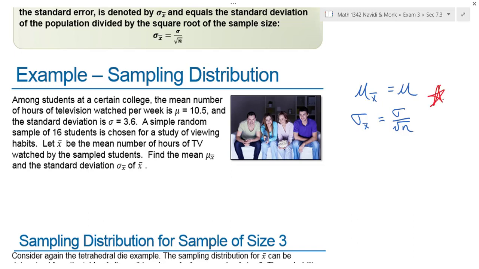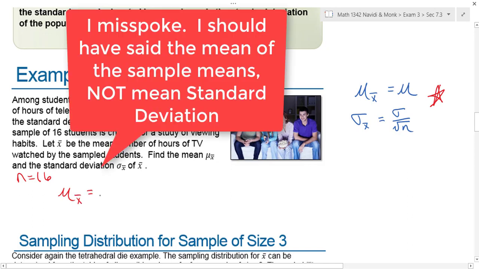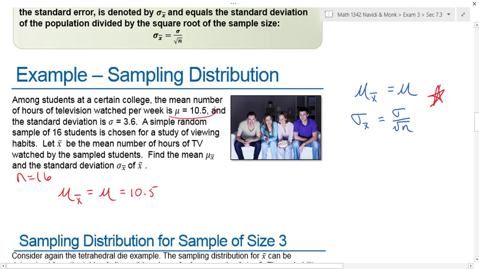So in this example, we're told that among students at a certain college, the mean number of hours of television watched per week is 10.5, and the standard deviation is 3.6. A simple random sample of 16 students, so there's the size of your random sample, is chosen for a study of viewing habits. Let x bar be the mean number of hours of TV watched by the sampled students. Find the mean and the standard deviation of x bar. So we're told the mean of the sampling distribution is equal to the population mean, and what is that? It's 10.5. We're given that number right here.